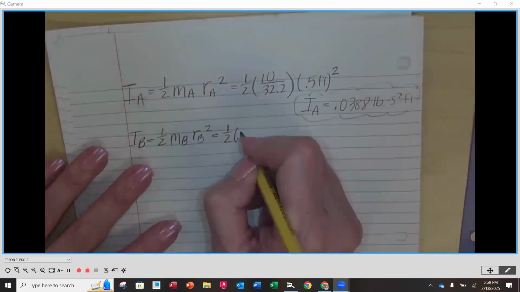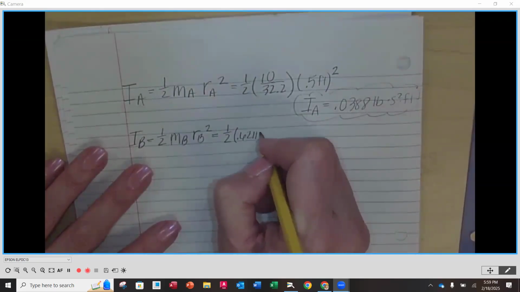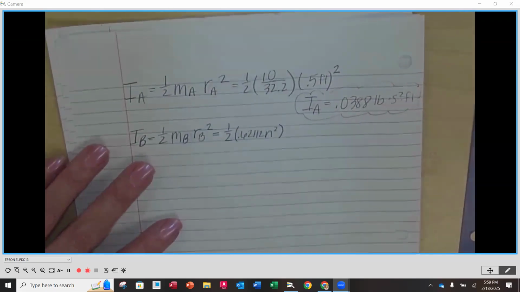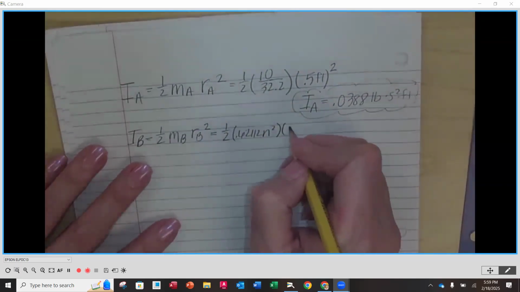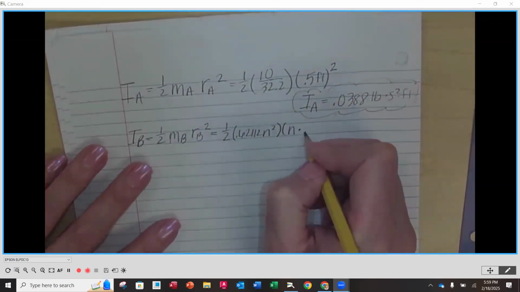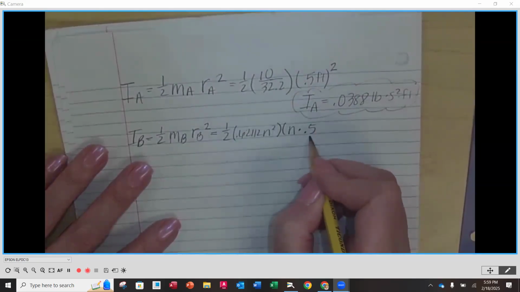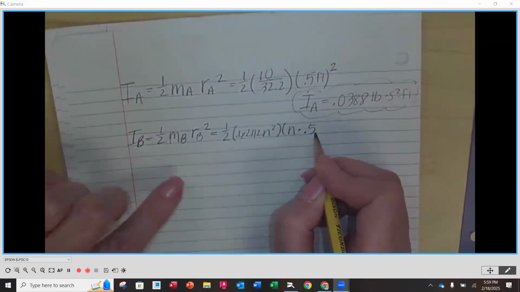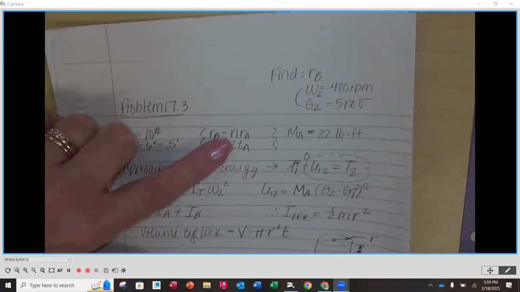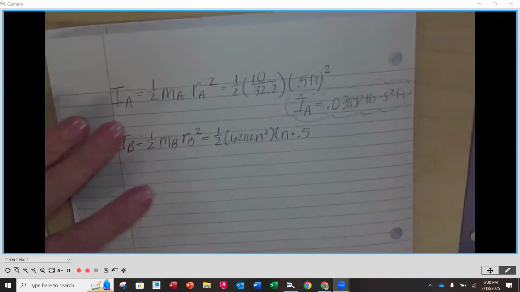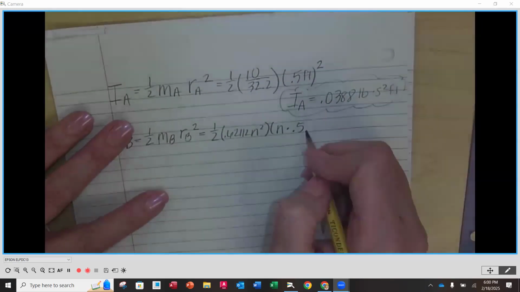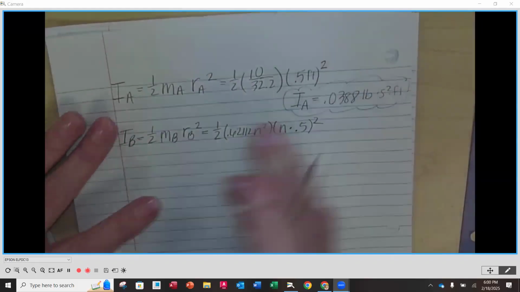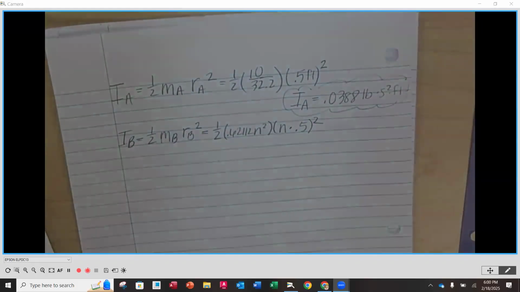So this is going to be 0.62112 n squared. That's my mass, times n times 0.5. The radius of B, remember, is equal to n times the radius of A. The radius of A is 0.5 feet, and we're going to square that value.